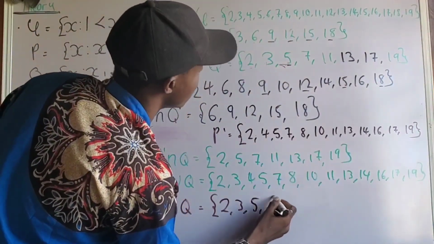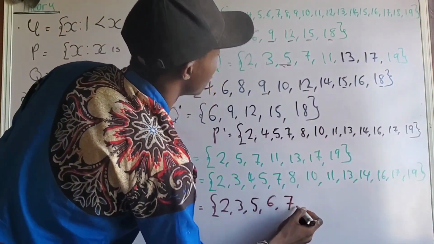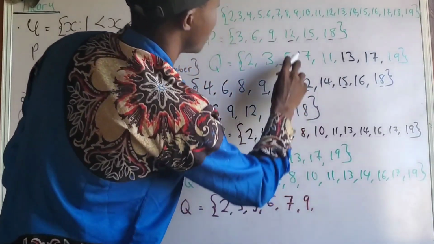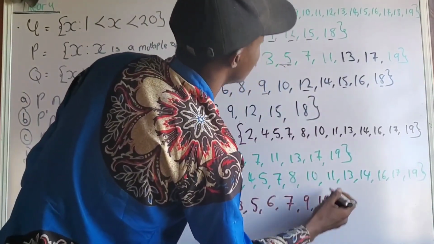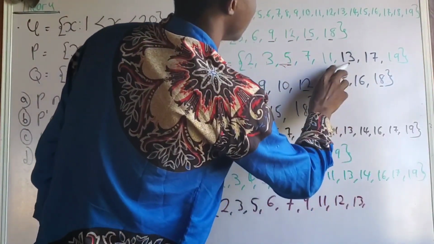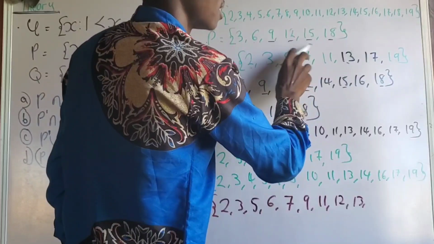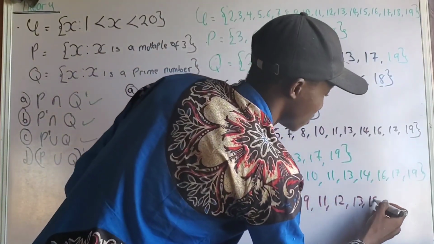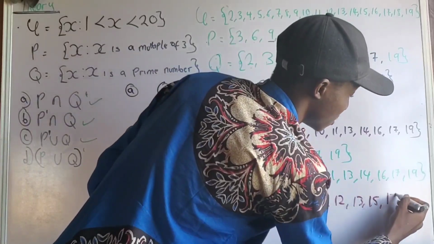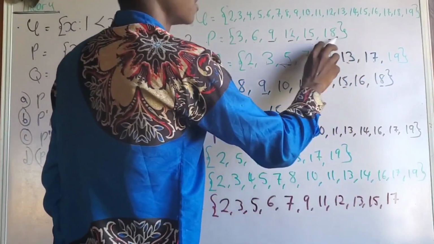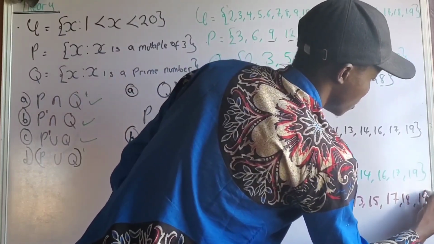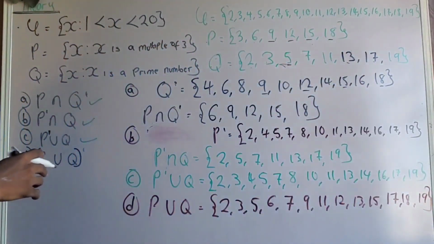5, followed by 6. We have 7. After 7, we have 9. Then after 9, we have 11. Then 12, 13. 14 is not present in any. So let's put 15. After 15, there is no 16. Okay, put 17 because 17 is present here. After 17, we have 18, then 19. Okay, so this is P union Q.